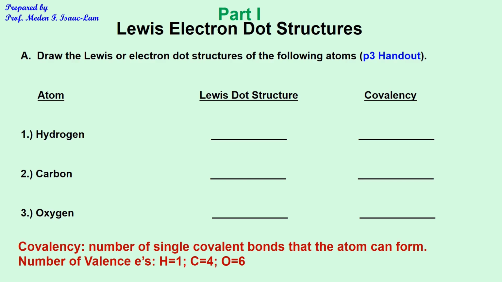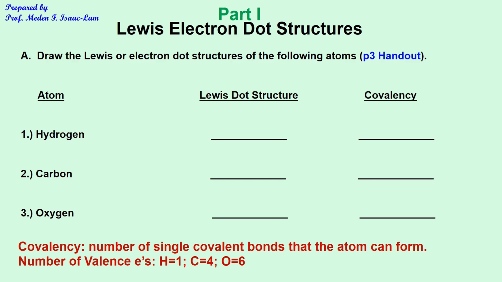For carbon, the symbol is C. So you are going to write C under that Lewis dot structure. And because you have 4 valence electrons in carbon, you are going to write 4 dots, 1 dot on each side of the carbon. You have 4 sides. You are going to write 1 dot above, to the right, below, and to the left. And because you have 4 unpaired electrons, the covalency of carbon is 4, because the number of single covalent bonds that carbon can form will be 4. Therefore, covalency is 4.